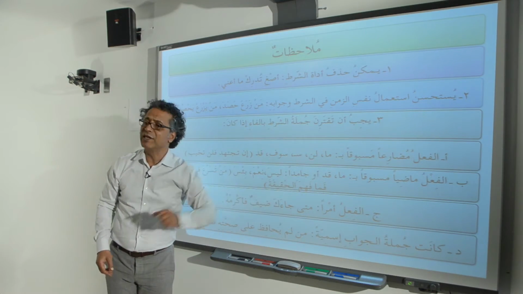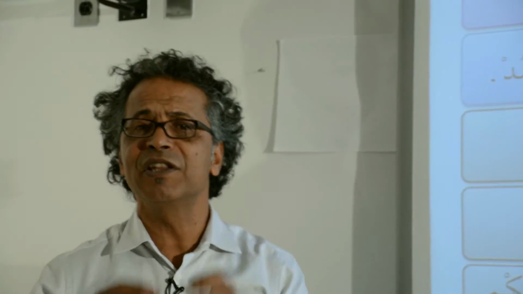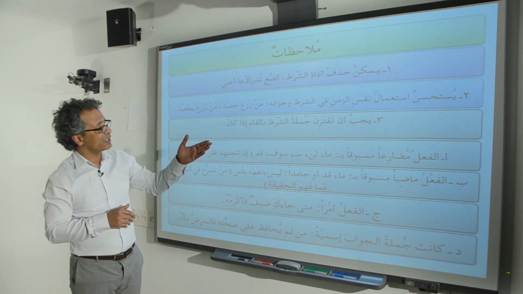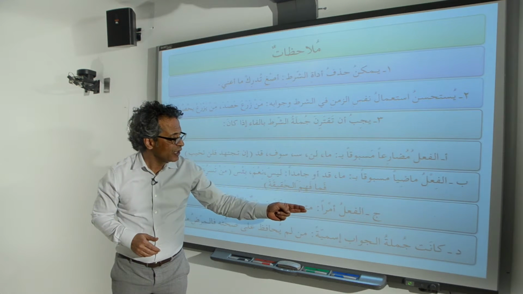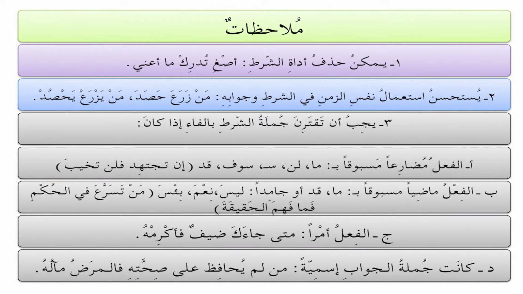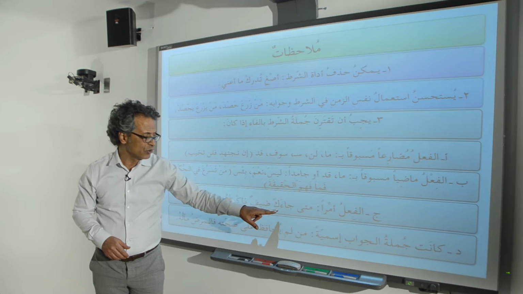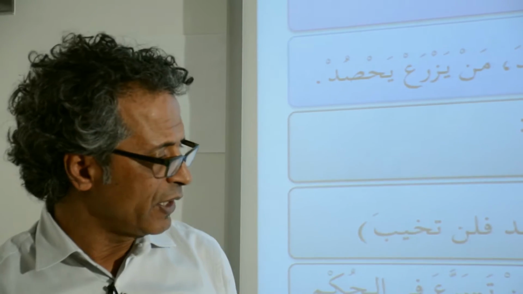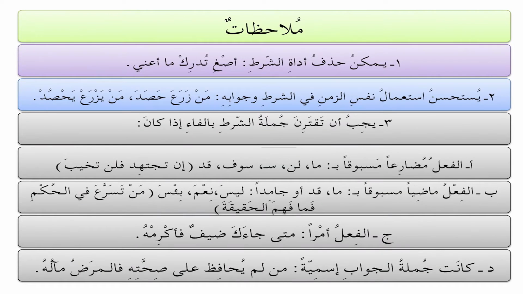جيم, the third case is الفعل أمرا. إذا كان الفعل أمرا. If the verb is in the imperative, or actually in the prohibitive as well, you will see, then you have to use the fa. متى جاءك ضيف فكرمه. Whenever a guest comes to you, then be generous to him or her, right? أكرمه is أكرم, and it is in الأمر, and that's why we need the fa.